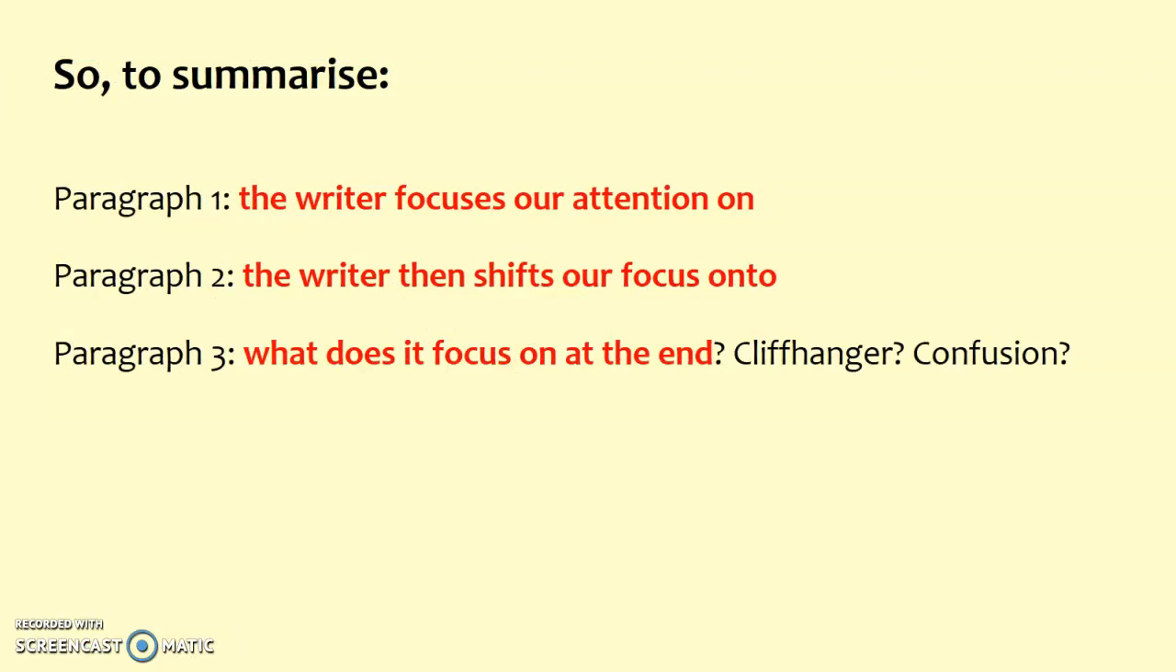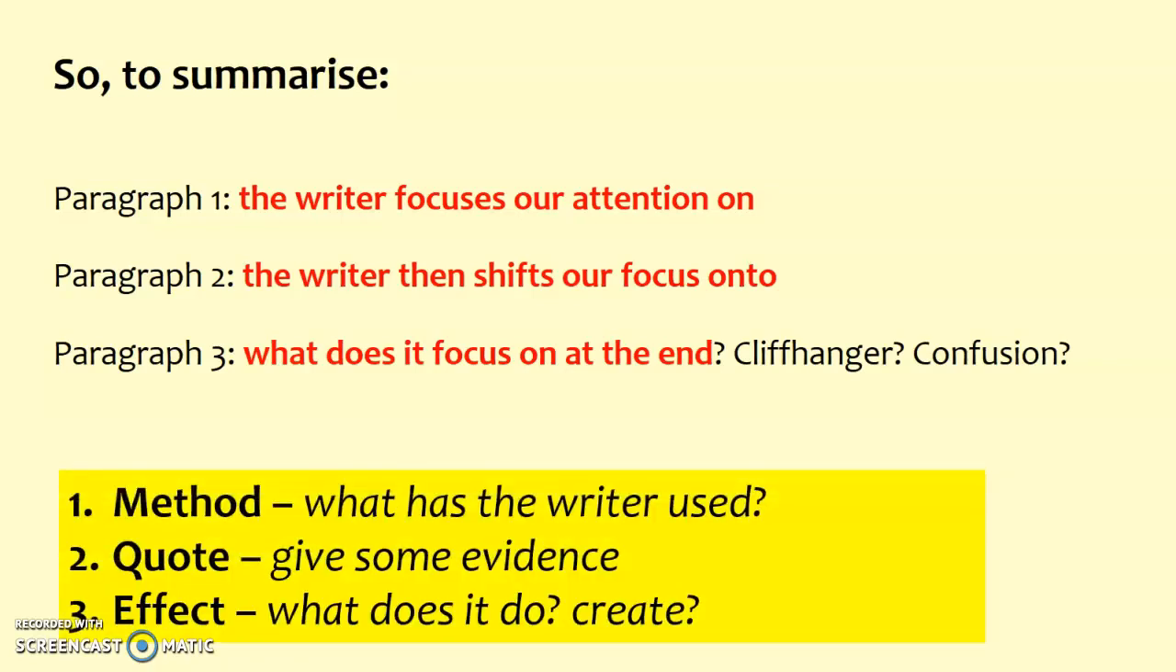Ideally going for something beginning, middle and end. You can almost guarantee that you could say how the writer focuses your attention on something in paragraph 1, how it shifts onto something else, and that's what you're going to write in your paragraph 2. And then paragraph 3, the one that you're writing, finally, look at the ending. What happens at the end and what feeling? And one more time, there's the 1, 2, 3 method for you, which I've demonstrated earlier in this video.